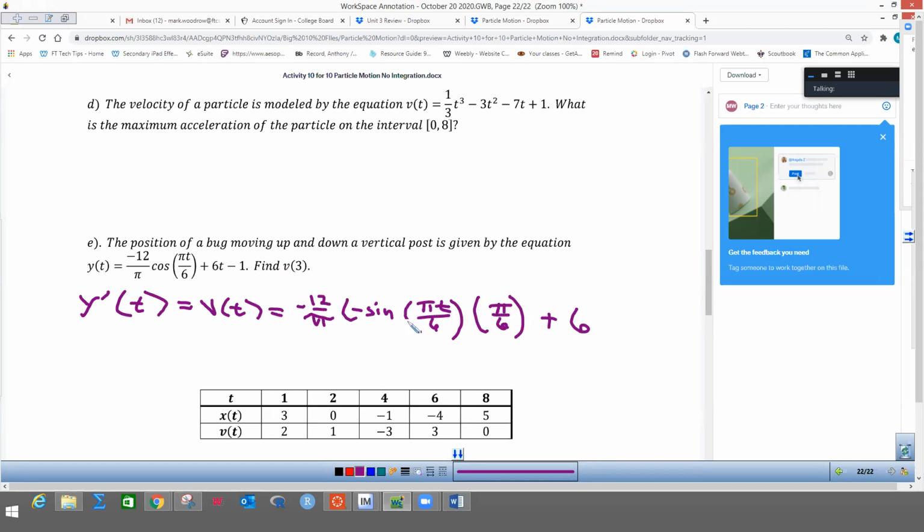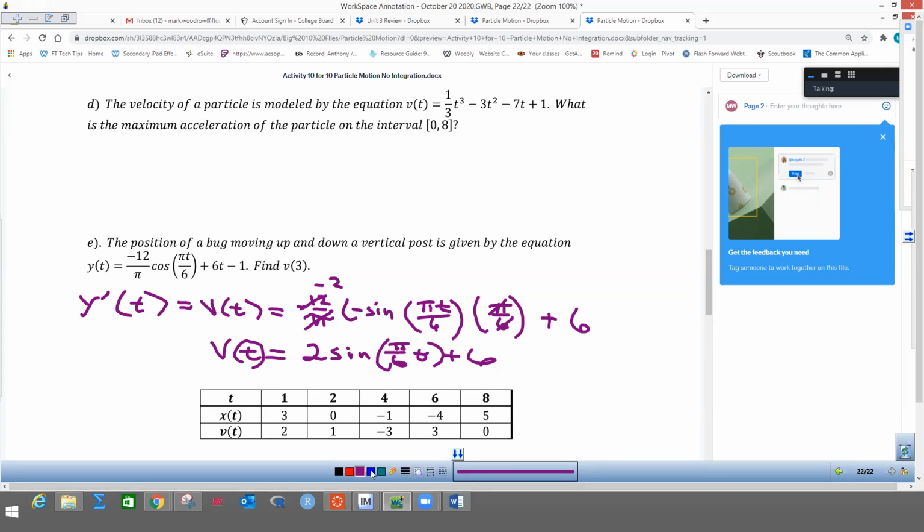So I'm going to simplify this thing. Let's see, that pi and that pi reduce out to 1. That 6 and that 12 will reduce that to negative 2. So this is going to be 2, because negative times negative is positive, 2 sine of (pi over 6)t plus 6. And that is my v of t.